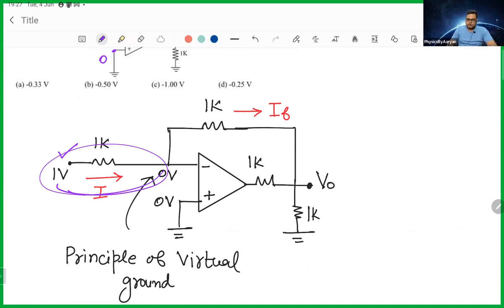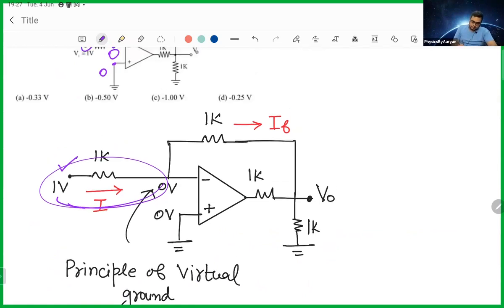So the current in this case is 1 minus 0 by 1K.